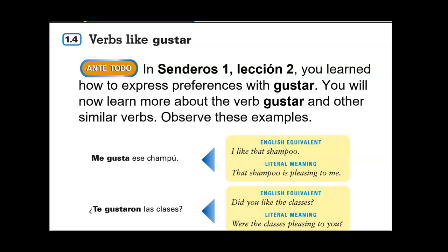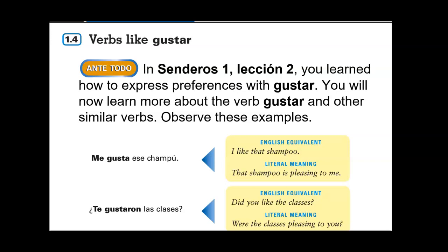You guys did this in Spanish 1, and these are just some of the other verbs that do the same thing as gustar. You will have to know both preterite and present tense. Okay, so the endings that you learned from last year and the new endings that you learned last week. Okay, so let's get started. It says in Senderos 1, Lección 2, you learn how to express preferences with gustar. You will now learn more about the verb gustar and other similar verbs.